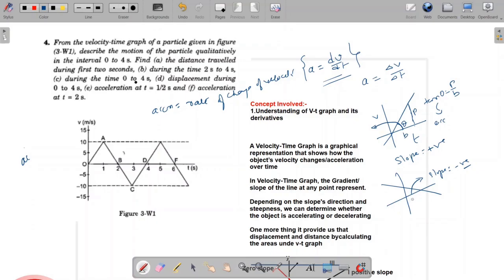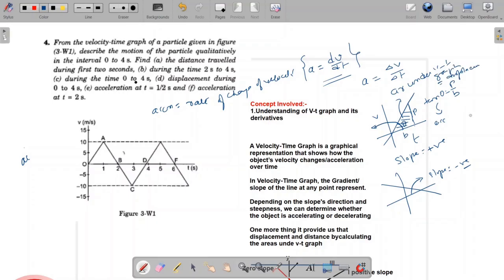One more thing that we get from the VT graph is the area under the VT graph. This area under the VT graph is nothing but the displacement or distance, based on whether you have calculated the area with sign or without sign. If you are taking the sign into account, then this area under the graph is nothing but the displacement. Area under the VT graph is displacement.